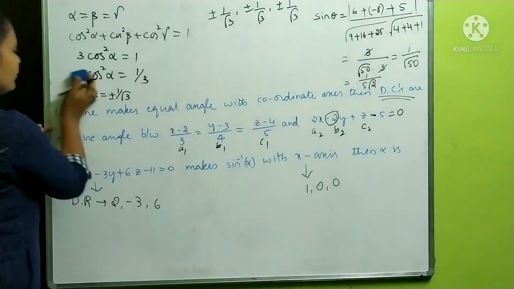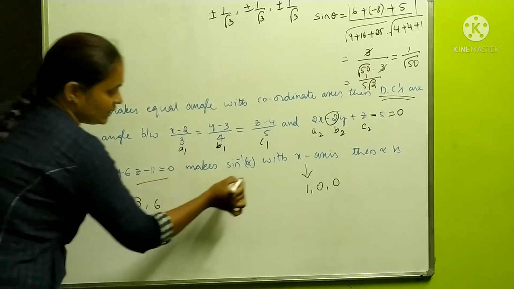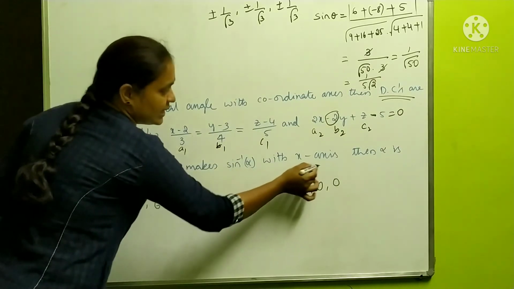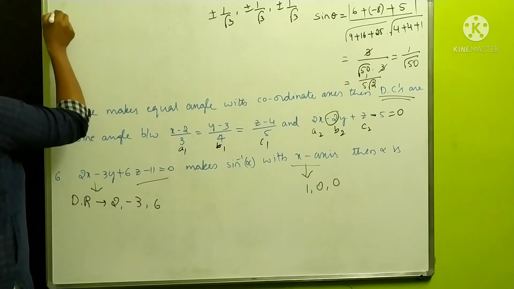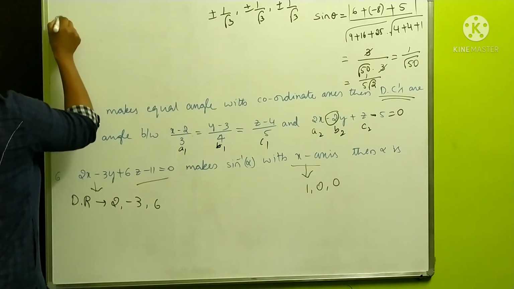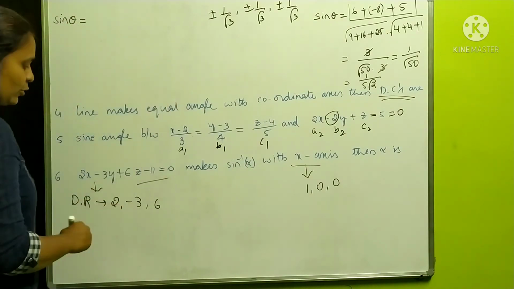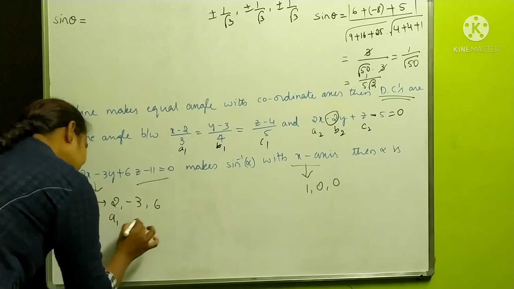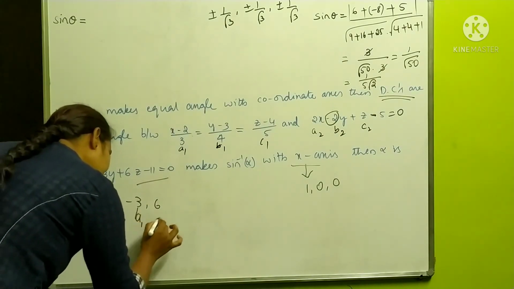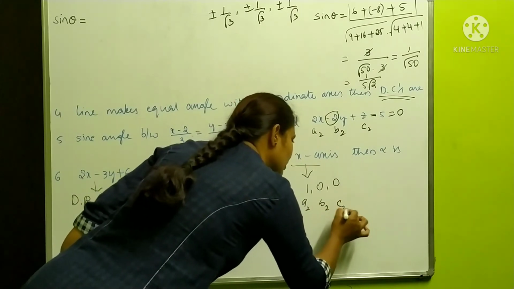What we know, let me write here. Between a plane and a line, you know the same formula. That is, sine theta is equal to A1 A2 plus B1 B2 plus C1 C2, correct? So let me take this as A1, B1, C1 and this as A2, B2, C2.